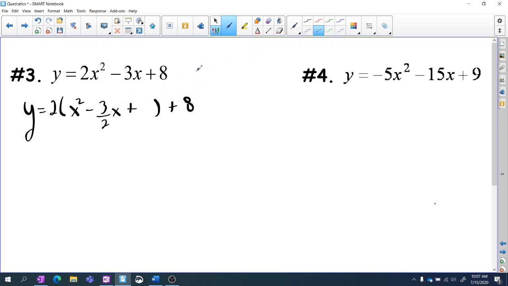Half of 3 over 2. Half of 3 over 2 is 3 over 4. Square 3 over 4. 9/16. That number, remember, has to get multiplied by the coefficient. So now I've got to figure out, well, what's 9/16 multiplied by 2? Well, it's 18/16, which reduces to 9/8.